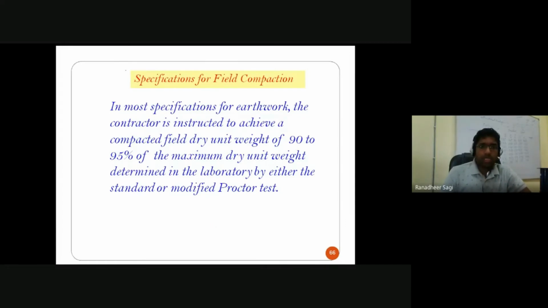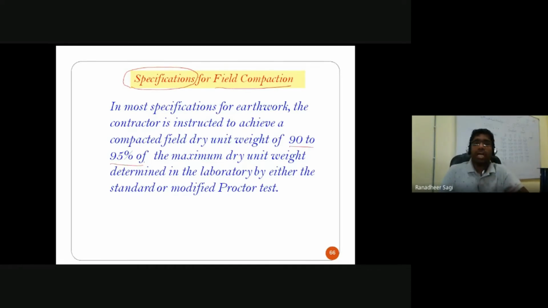So what general specification does one have to follow when carrying out field compaction? In the field, what criteria do we have to satisfy to say that the compaction I have achieved is sufficient? From the lab, we determine the maximum dry density that I am required to achieve for the corresponding optimum moisture content. Now in the field, am I going to verify that I achieve the same maximum dry density? What is suggested is at least 90 to 95% of the compaction.